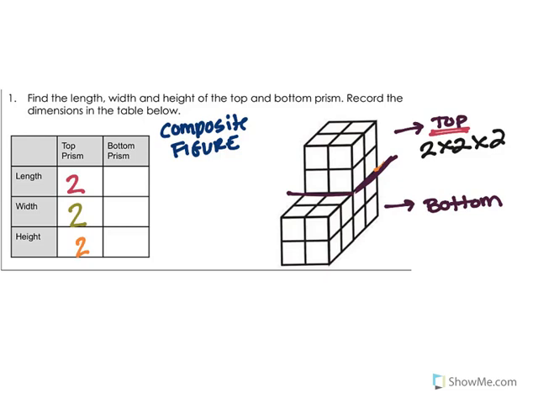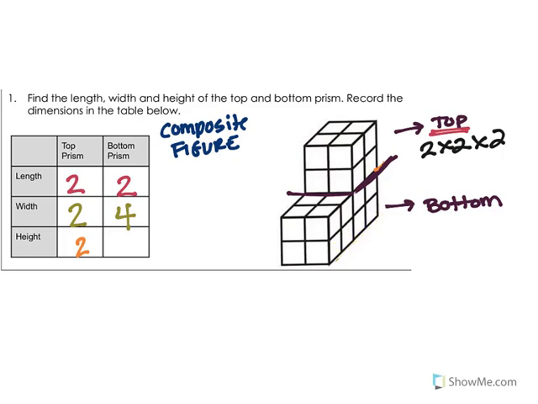Now, we're going to do the same thinking for the bottom prism. Now we're only looking at the bottom prism, and we're going to find the length, width, and height of that figure. We know the length is from side to side. We can see the length of the bottom prism is 2 units. We know that the width is front to back, and we can see along the width we have 1, 2, 3, 4 cubic units.